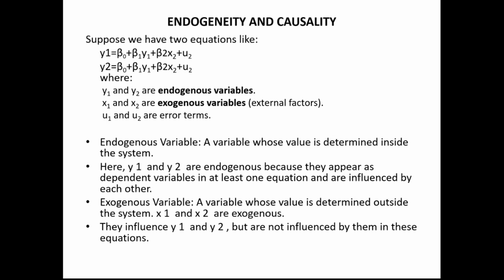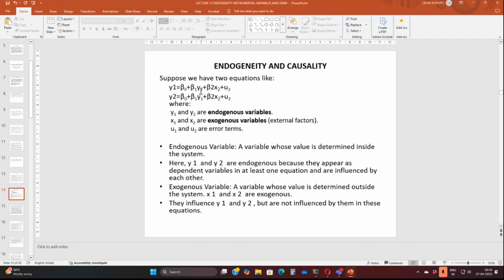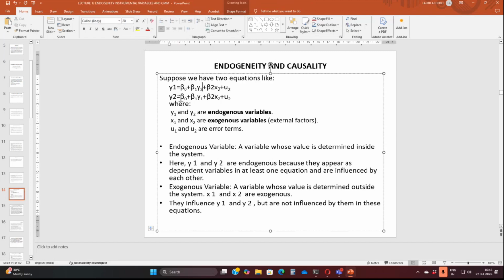Now coming to this concept of endogeneity and causality. As you can see in this equation, y1 and y2 are endogenous. x1 and x2 are exogenous. Here, y1 depends on y2, and y2 depends on y1, and this could be x1, and this could be x2.